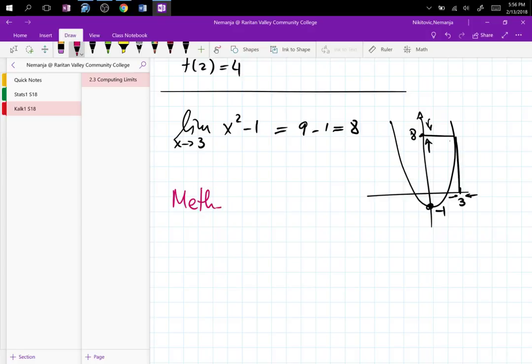Method 1: plug in. Disclaimer: does not work all the time.